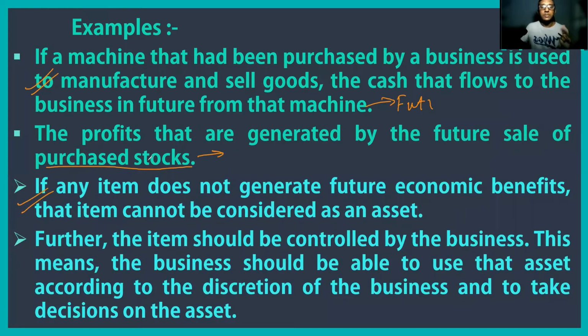So further, the item should be controlled by the business. This means, important point, right? Let's read. This means the business should be able to use that asset according to the discretion of the business and to take decisions of the asset. Example.